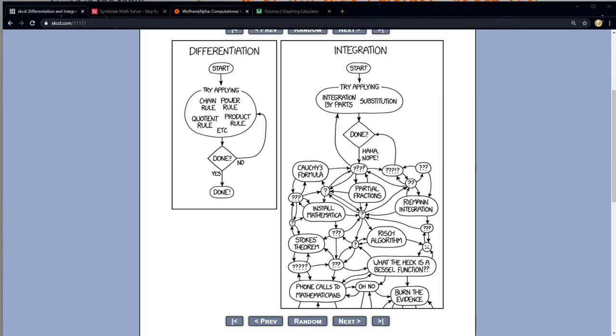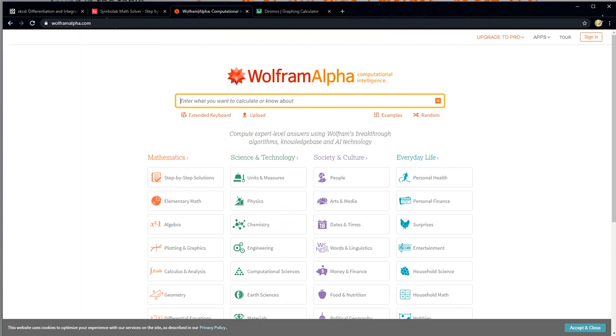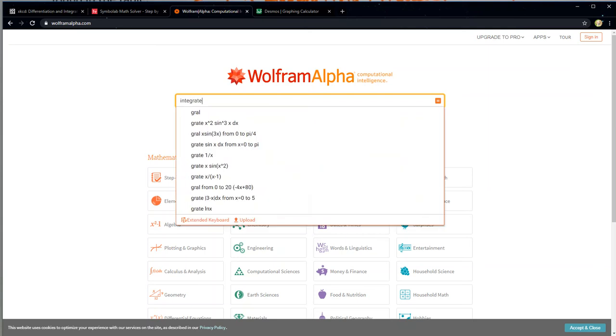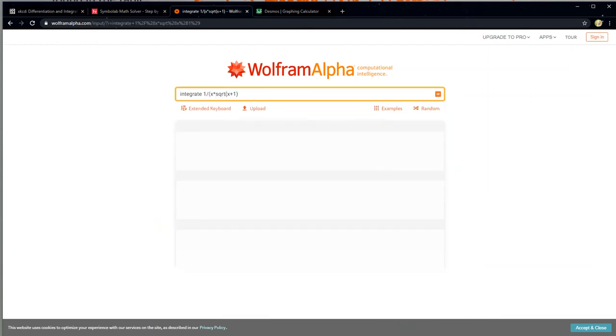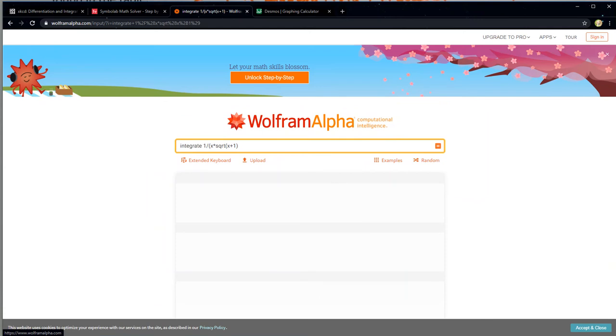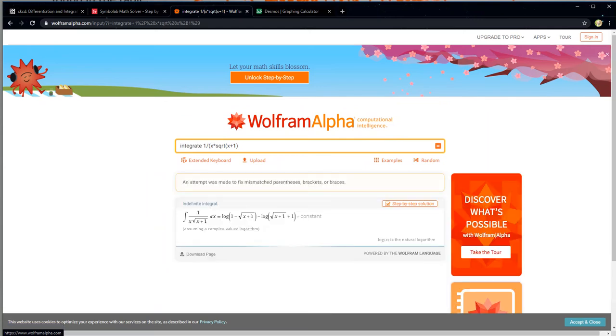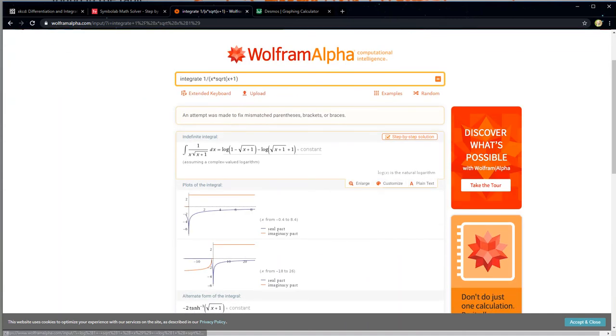Just for fun, let's check this on something like Wolfram Alpha. It's always fun to check. I'm going to type integrate 1 divided by, parentheses, x times the square root of x plus 1. I'm just going to press enter and see what happens. If I didn't do it right, it sometimes does a good job. Oh, see, it made an attempt to fix my missing parentheses, which I knew I did. And now it looks like that.